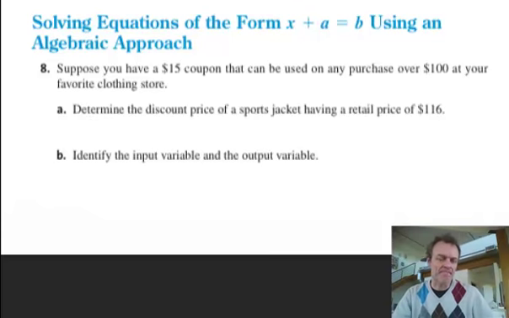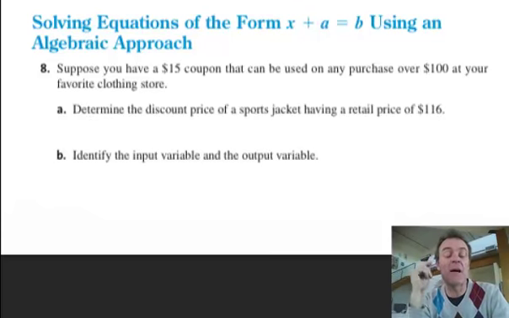Right, more algebra. But again, think about it with real numbers. You've got a $15 coupon. It can be used on any purchase over $100 at your store. So think about it. The price of the jacket says it's $116, but you're going to get $15 off that.